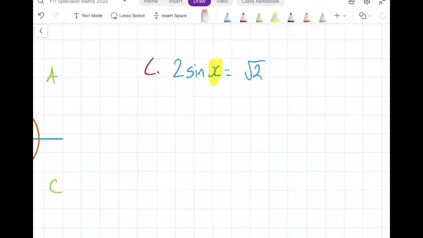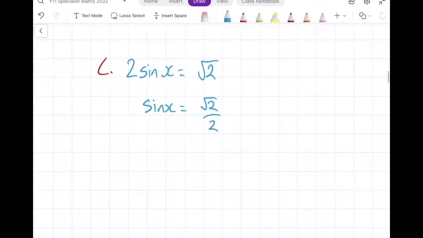Okay, let's look at the third one where I have an angle that's either just x or some coefficient of x. The general solution for sines is a slightly more interesting one. Similarly to the first question, I'm going to divide both sides by 2 and get sine x is equal to root 2 over 2. Now, hopefully, some of us are realizing that this is the simplified surd version of, this is the same as 1 over root 2, but I've just rationalized my denominator.